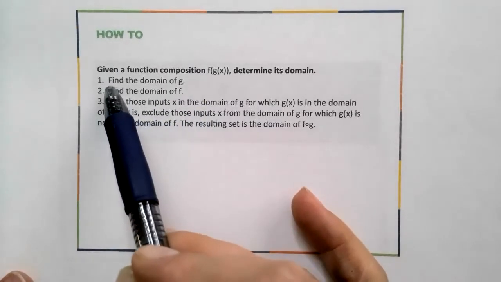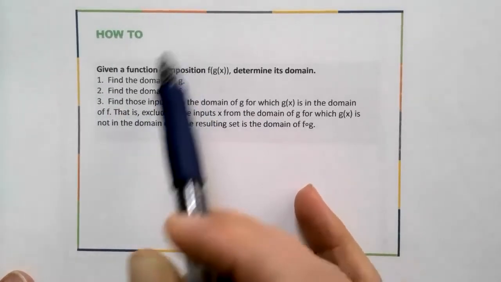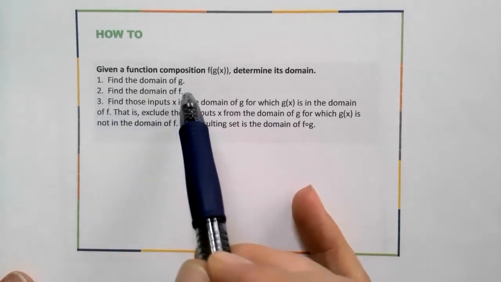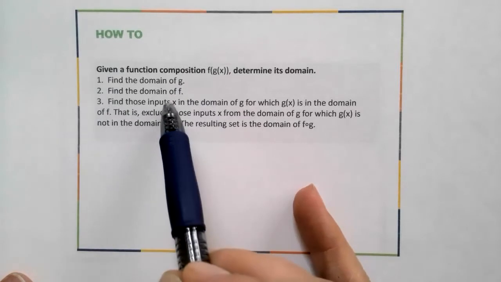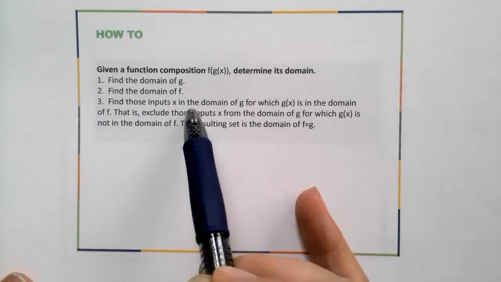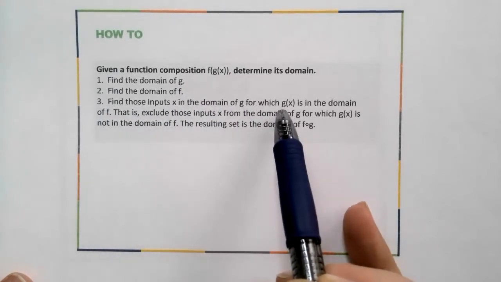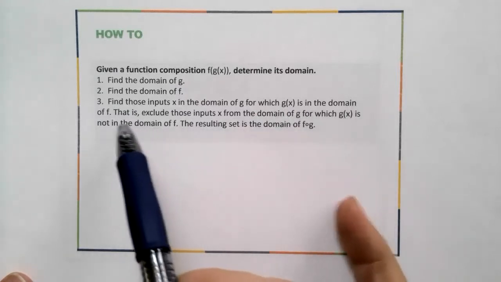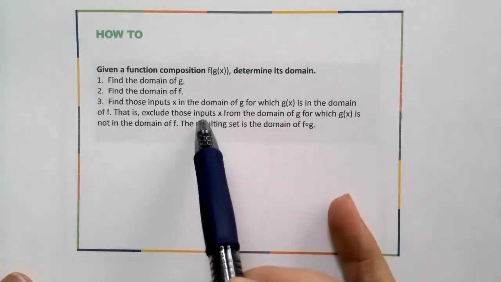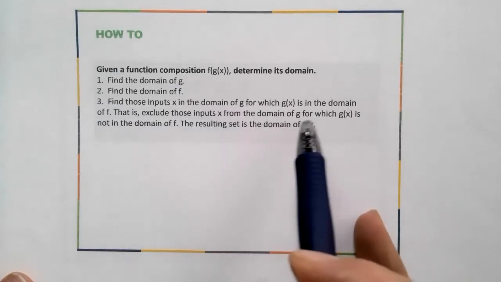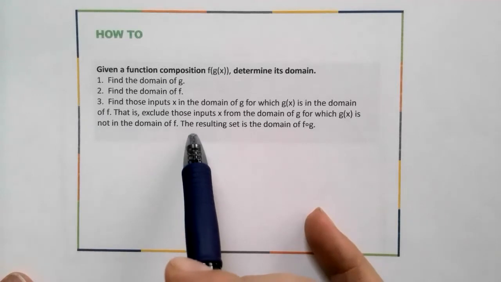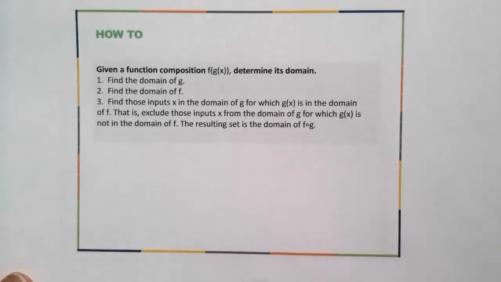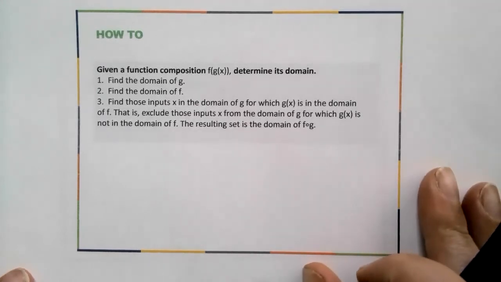Step 1, we are going to find the domain of g. Step 2, find the domain of f. And then step 3, find those inputs x in the domain of g for which g of x is in the domain of f. That is, exclude those inputs x from the domain of g for which g of x is not in the domain of f. The resulting set is the domain of f of g.